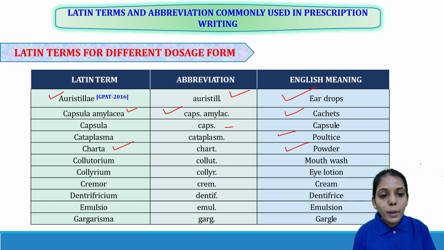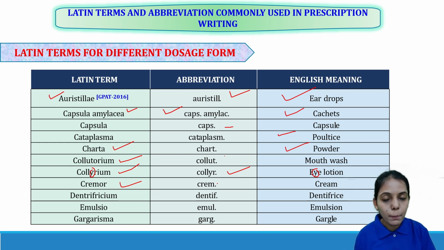Colutorium. Colutorium is related to mouthwash. Colut is the short form and it is a mouthwash. Collyrium. Collyrium is nothing but related to eyes. So you can remember, here eyes, and here also eye, Y is present. So collyrium is related to eyes. So it is an eye lotion. Cremor, or creme. So that is easy to remember. It is nothing but cream.